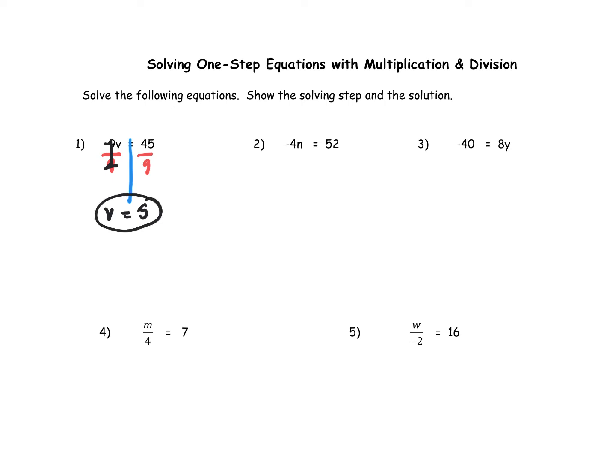So if we wanted to check that, we could take 9 times our solution, which we said was 5, and it would indeed give us back 45. So that's called a check.